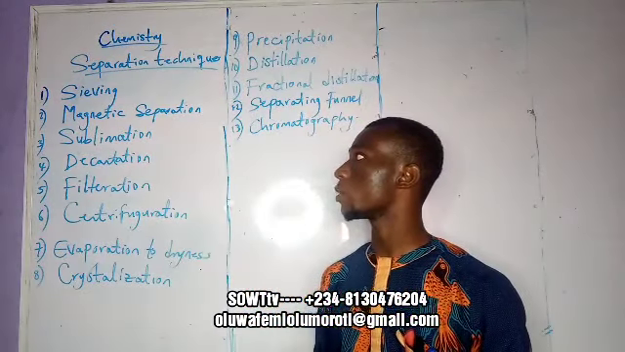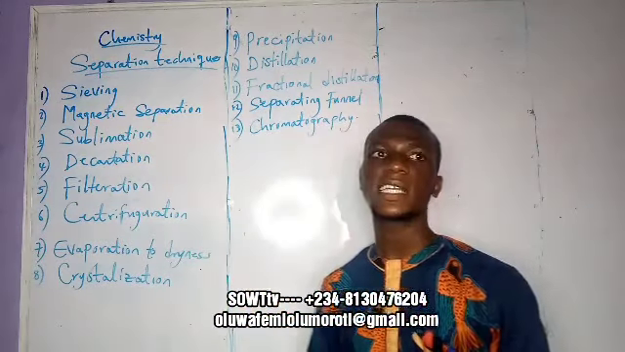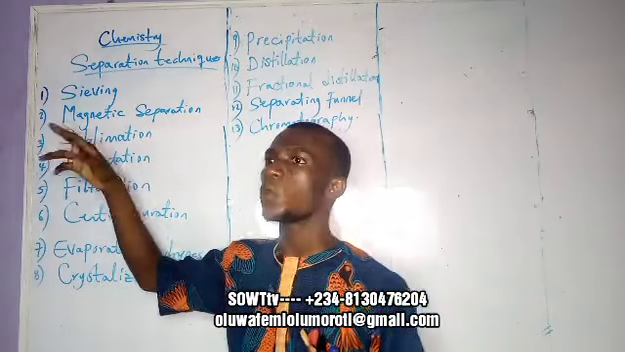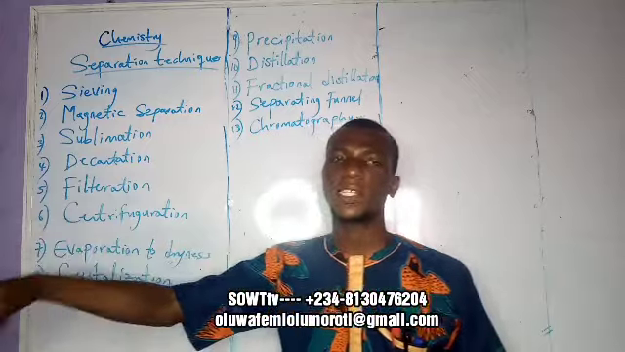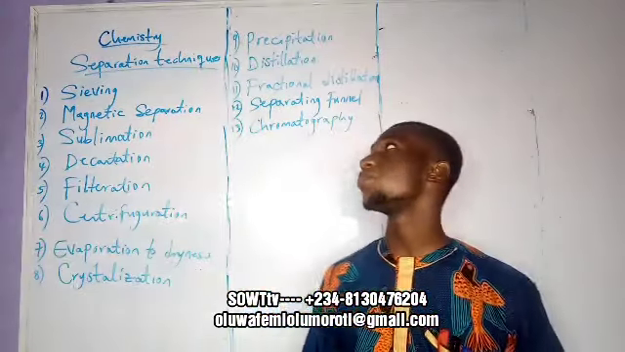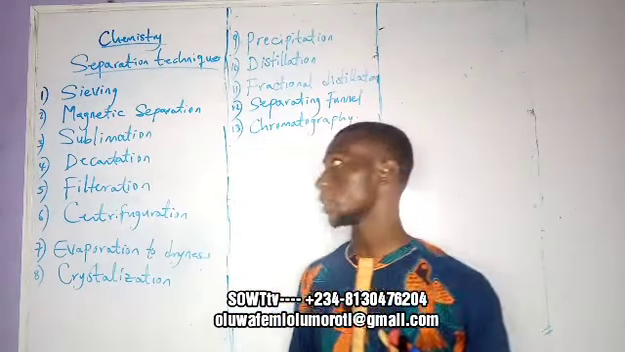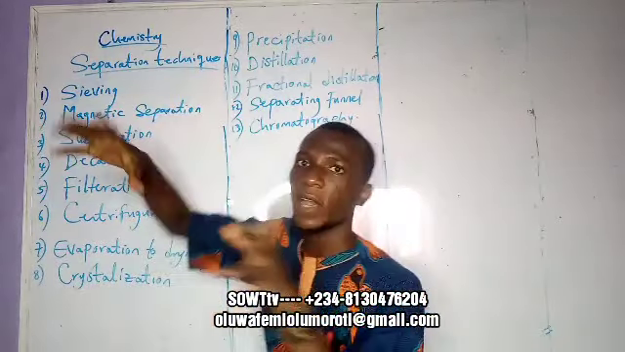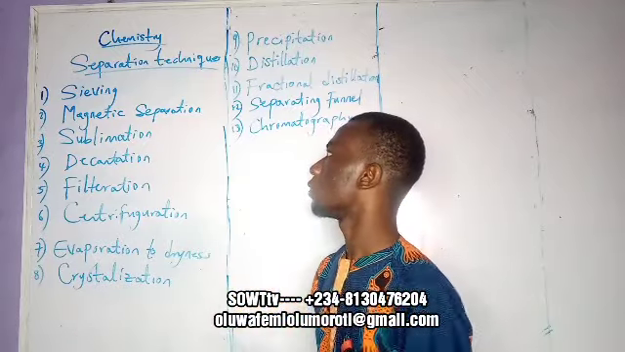And the number two separation technique we have on board is magnetic separation. This magnetic separation is what we use to separate magnetic substances from non-magnetic substances. It is used in the purification of tin in industry. This technique is used to purify some magnetic substances like tin in industry.